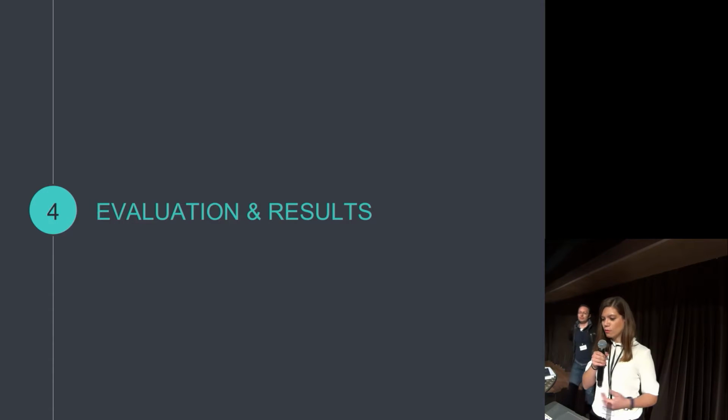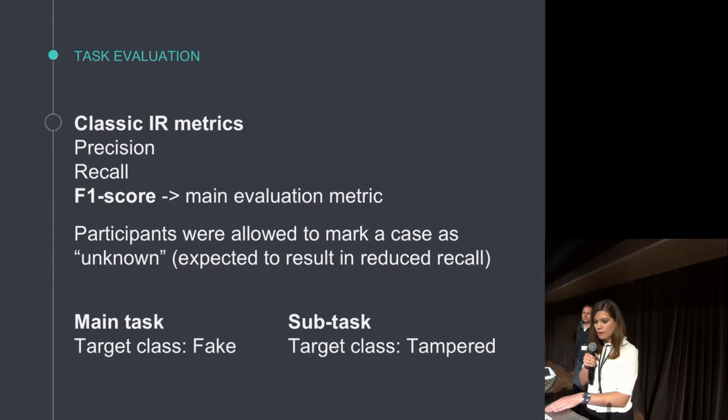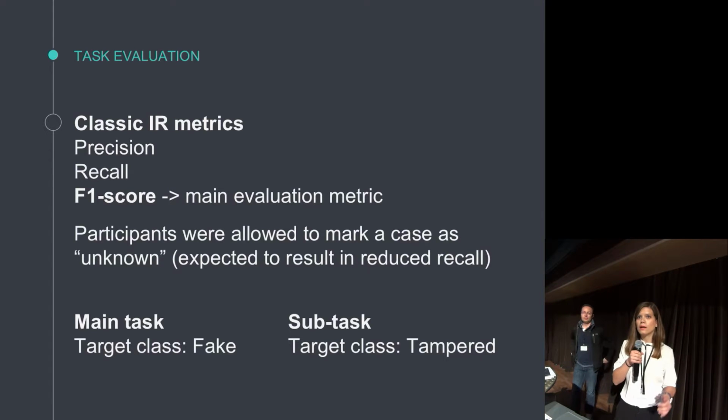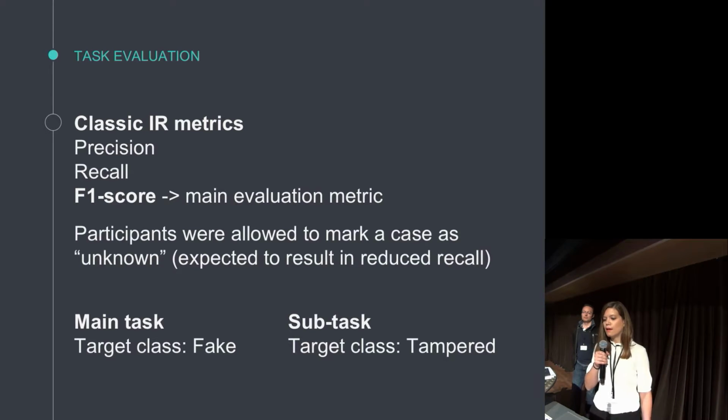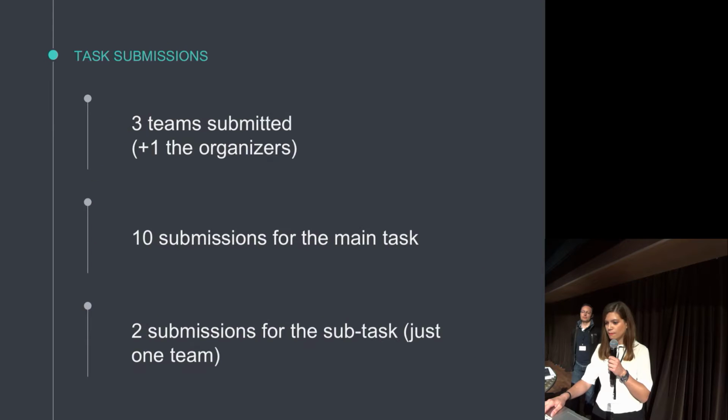Hello. So I'm going to present the evaluation and the results of the task. For the evaluation, we used classic information retrieval metrics. We compute the precision and the recall, and we set as main evaluation metric the F score. Participants were also allowed to mark a case as unknown in case their algorithm couldn't produce a binary result. For the main task, we had the target class fake, and for the subtask, tampered. Overall, three teams submitted, plus one from the organizers' side. For the main task, we had 10 submissions, and for the subtask, two. So just one team submitted.